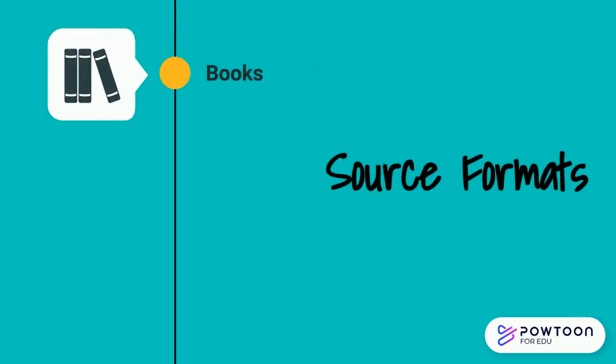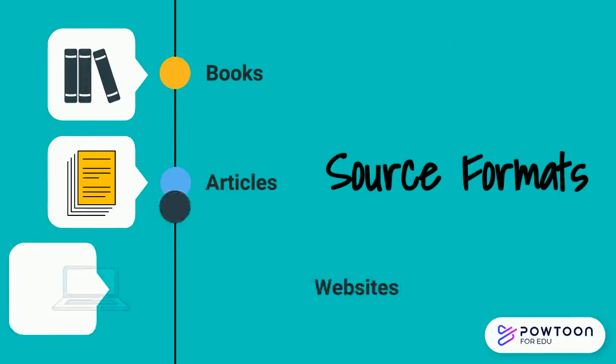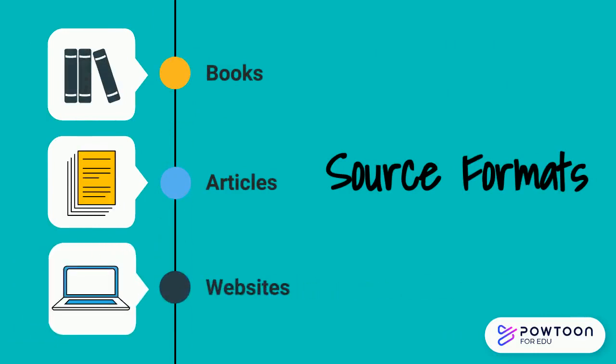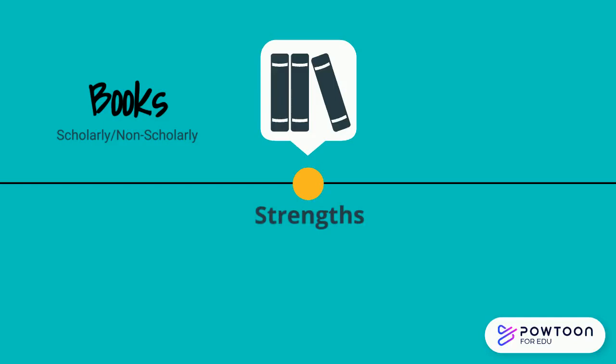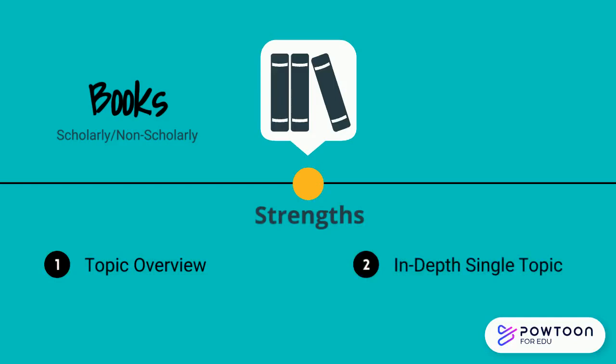Now that we understand the different types of sources, let's look at the different formats these sources are available in. The first format we'll talk about is books. Books are available in print or electronic format as an ebook and can be considered scholarly or non-scholarly. One of the strengths of using books is that you can often find overviews or background information on the topic you're researching. Another benefit is that books can also provide an in-depth look at a single topic.